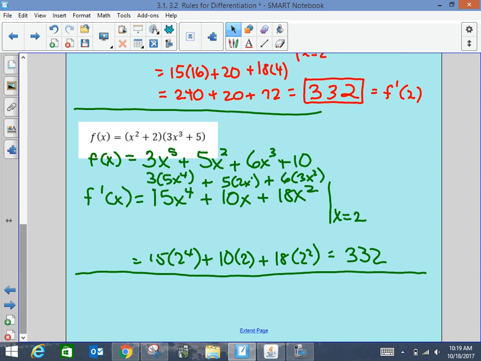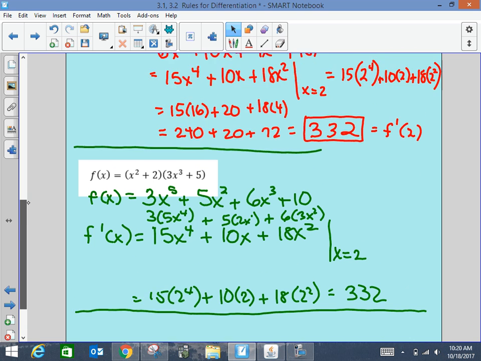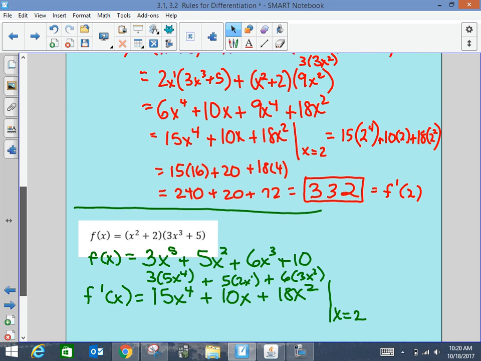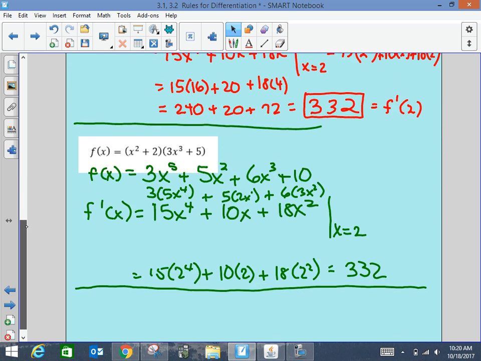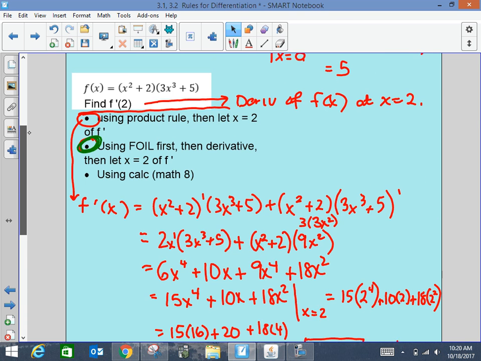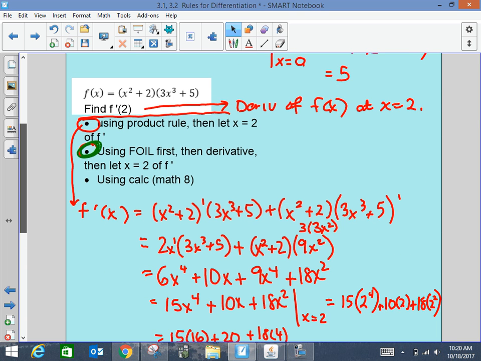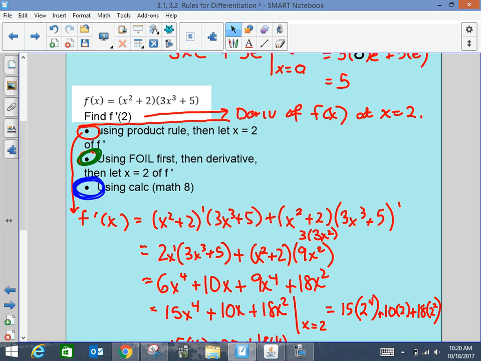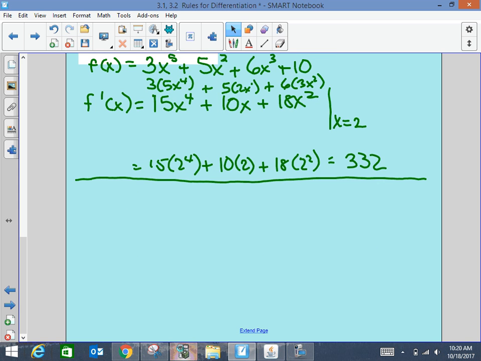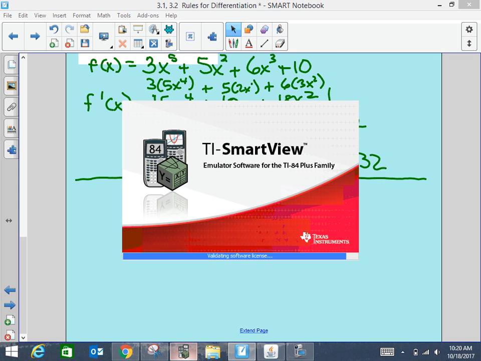All right. Anybody get lost on that problem? Okay. It looked a little shorter to do it that way, no? If you look at the amount of steps we had to take, it looked a little shorter. Okay. The third bullet is to use the calculator. Okay. So, we go to the calculator and we do math 8.